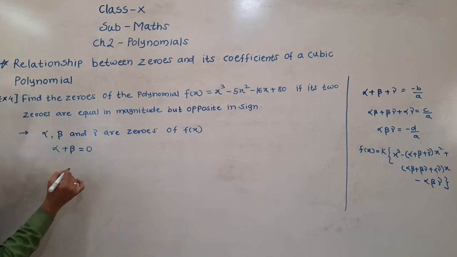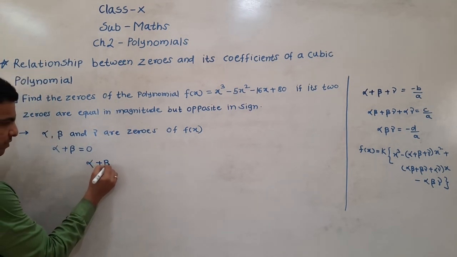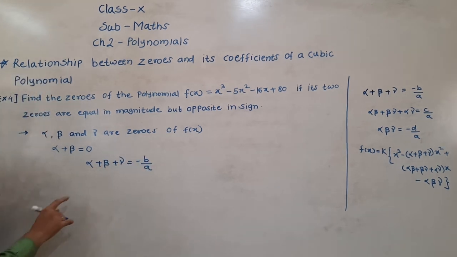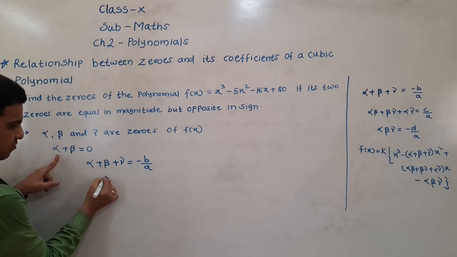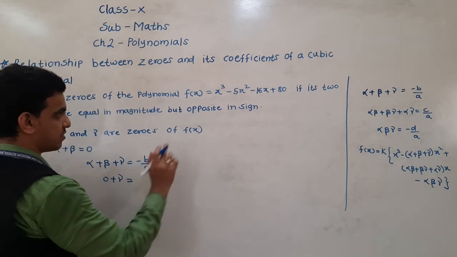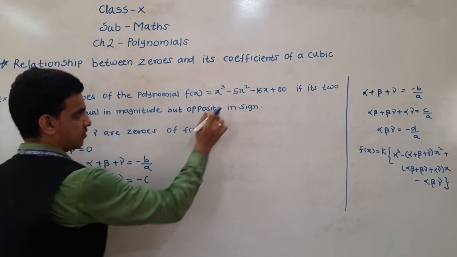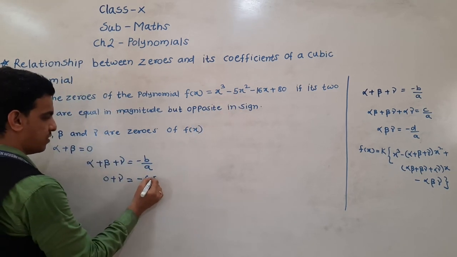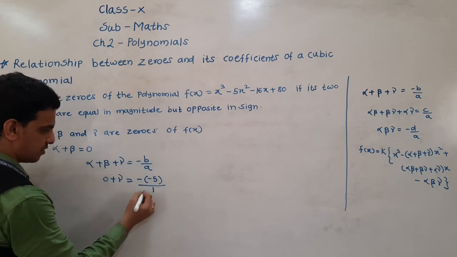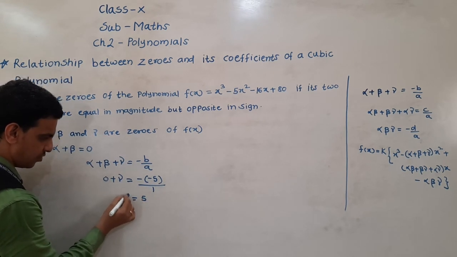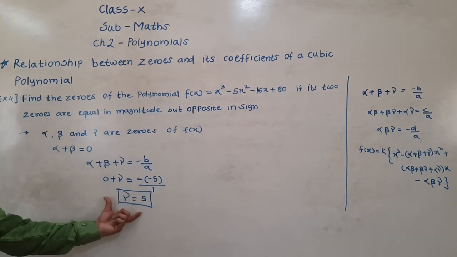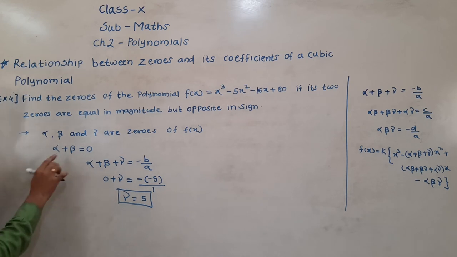Okay, so first we use the relation alpha plus beta plus gamma is equal to minus b by a. So here alpha plus beta is 0, so 0 plus gamma is equal to minus b by a, so minus the value of b is minus 5, so minus of minus 5 upon the value of a is 1, so upon 1, that is 5 by 1, so gamma is equal to 5, so we will get the third zero, that is gamma is equal to 5. Okay, everyone understand this?